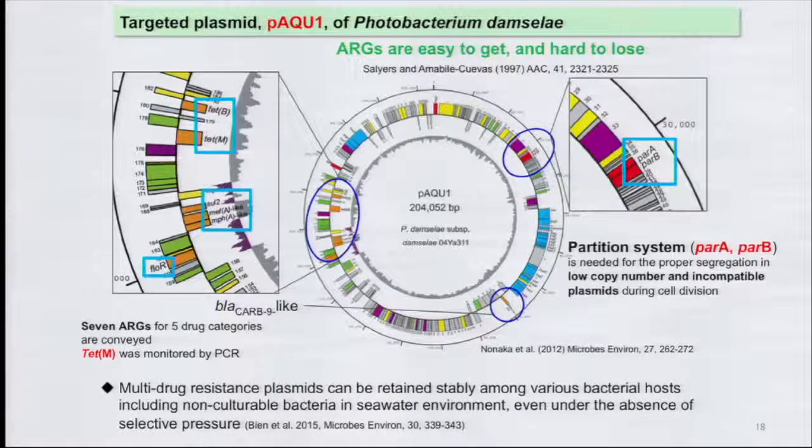So this is caused by PAR-AB genes, which are needed for the proper segregation of low copy number plasmid during cell division. If you have a PAR-AB, the plasmid can be separated equally to daughter cells, even if the selection pressure is absent. Okay. So we said ARG are easy to get and hard to lose.